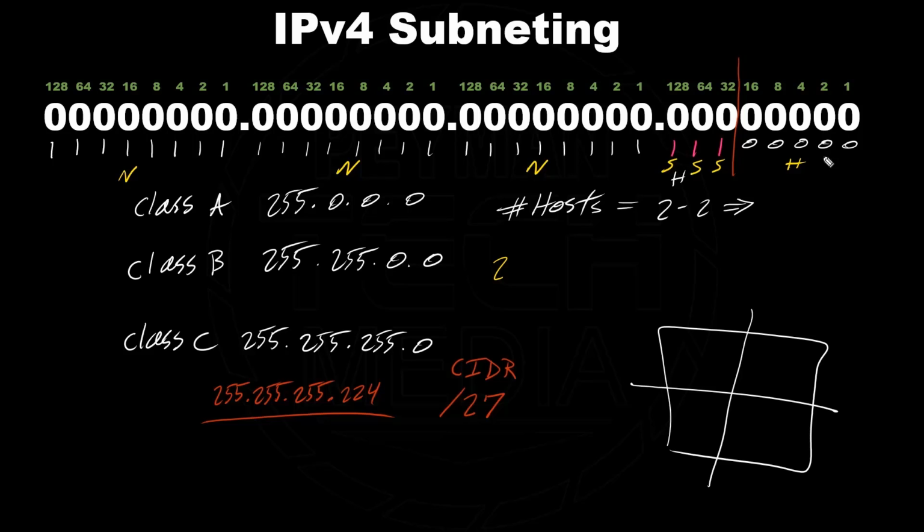Zeros represent the host bits, ones represent the network bits, right? So the zeros representing the host bits, we have only 1, 2, 3, 4, 5. 2 to the power of 5 minus 2. Again, minus 2 because of the network address and the broadcast address. So we do the minus 2 to get the usable IP addresses, the number of hosts that we can assign to the computers. So 2 to the power of 5, that's 32, minus 2, that's 30. So we will have 30 available IP addresses per subnet.